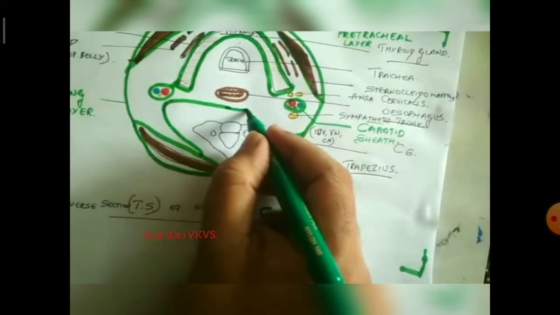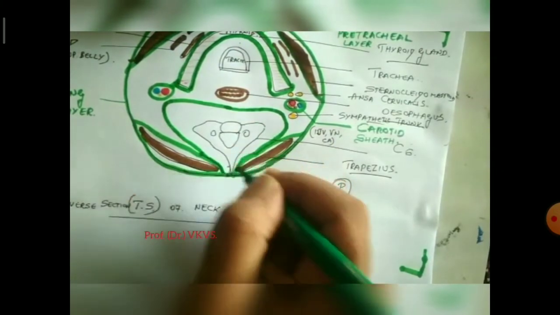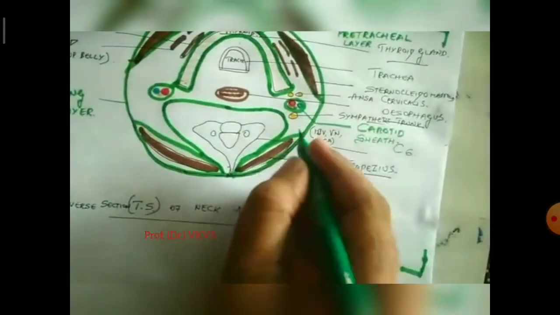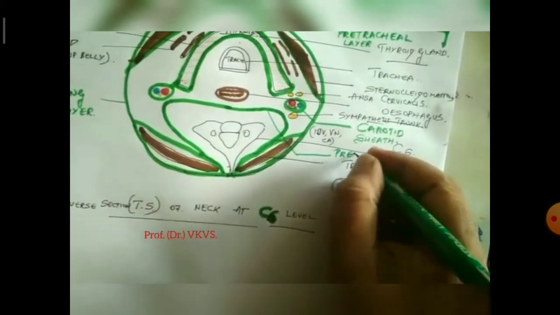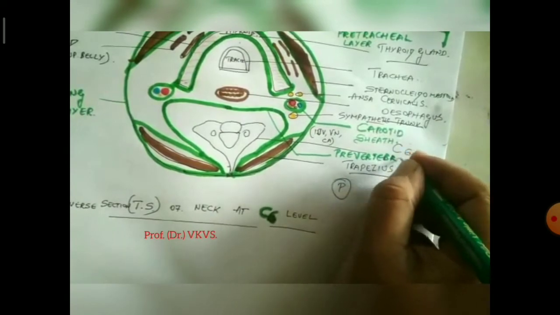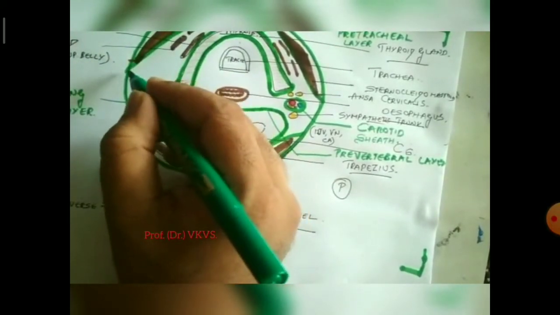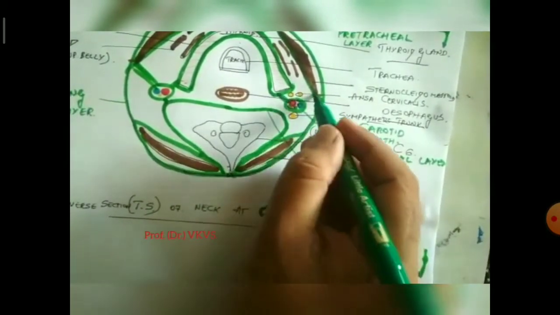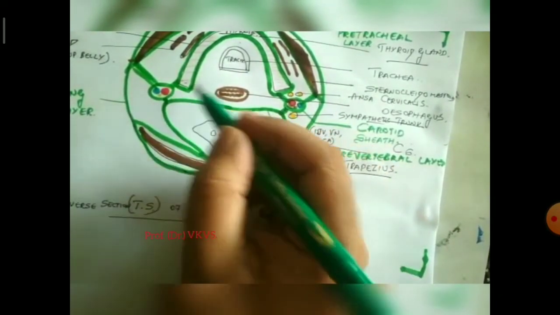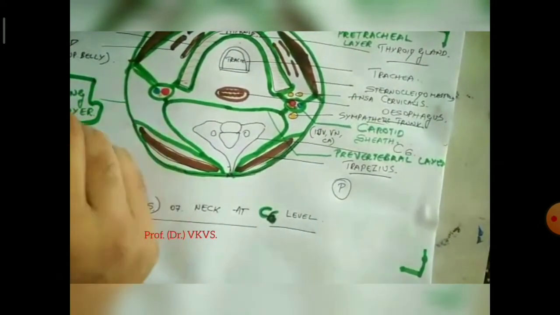Next, the last layer, that is the prevertebral layer. Pre means in front of the vertebra. That is the prevertebral layer of deep cervical fascia. The prevertebral fascia is extremely strong and lies in front of the prevertebral muscles. This carotid sheath is wedged between three layers of deep cervical fascia, which can be shown as above.